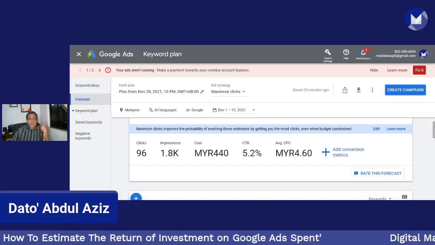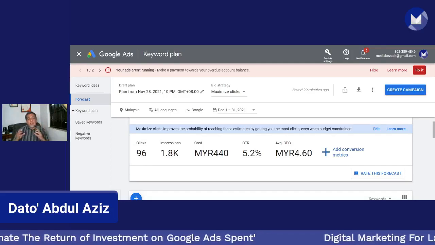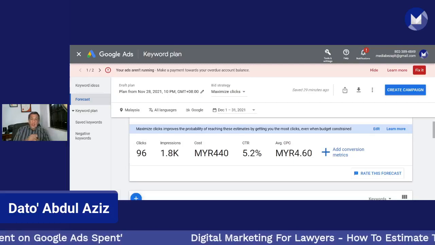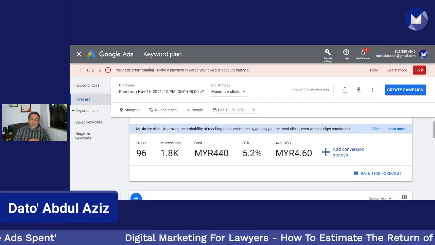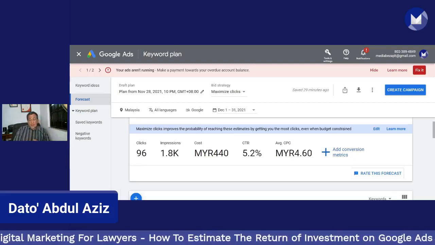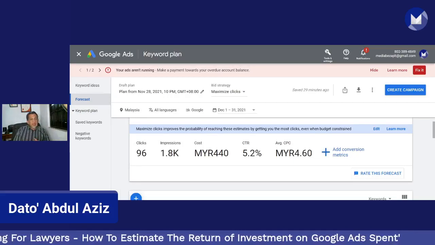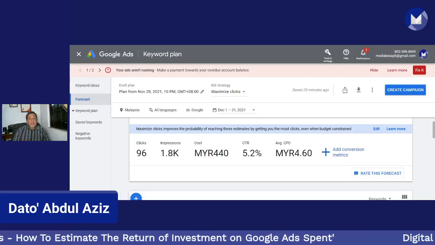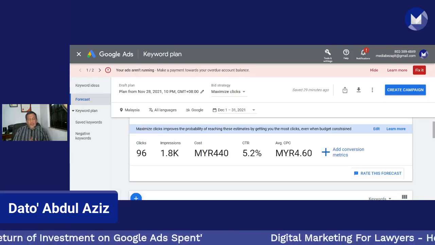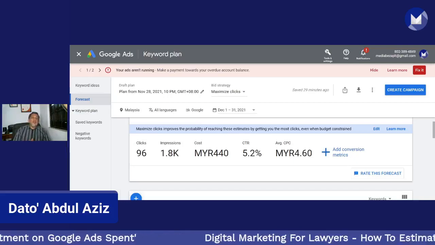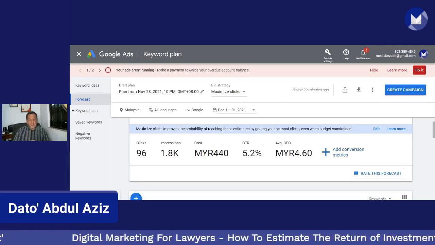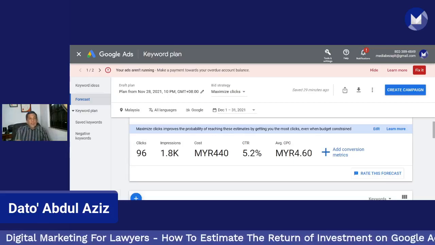I hope I have explained in detail how you can calculate your return on investment if you were to use Google Ads. But this is just an estimate based on the data given by WordStream. The actual data we will know when we actually run the Google Ads campaign with the legal firm.